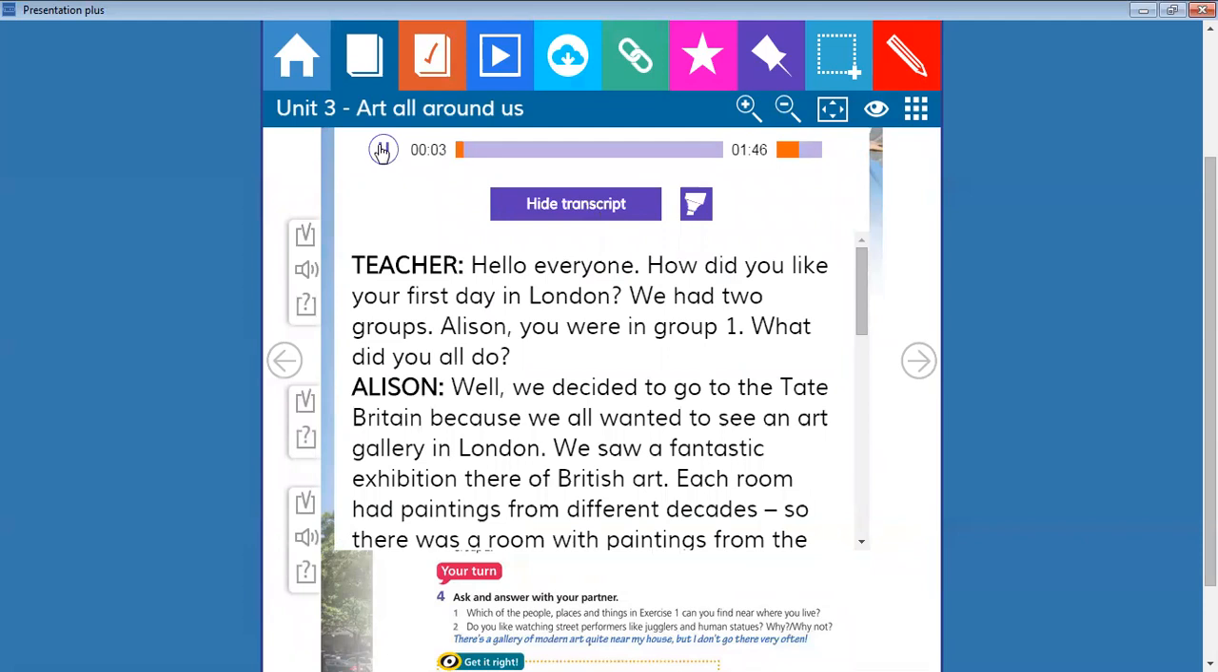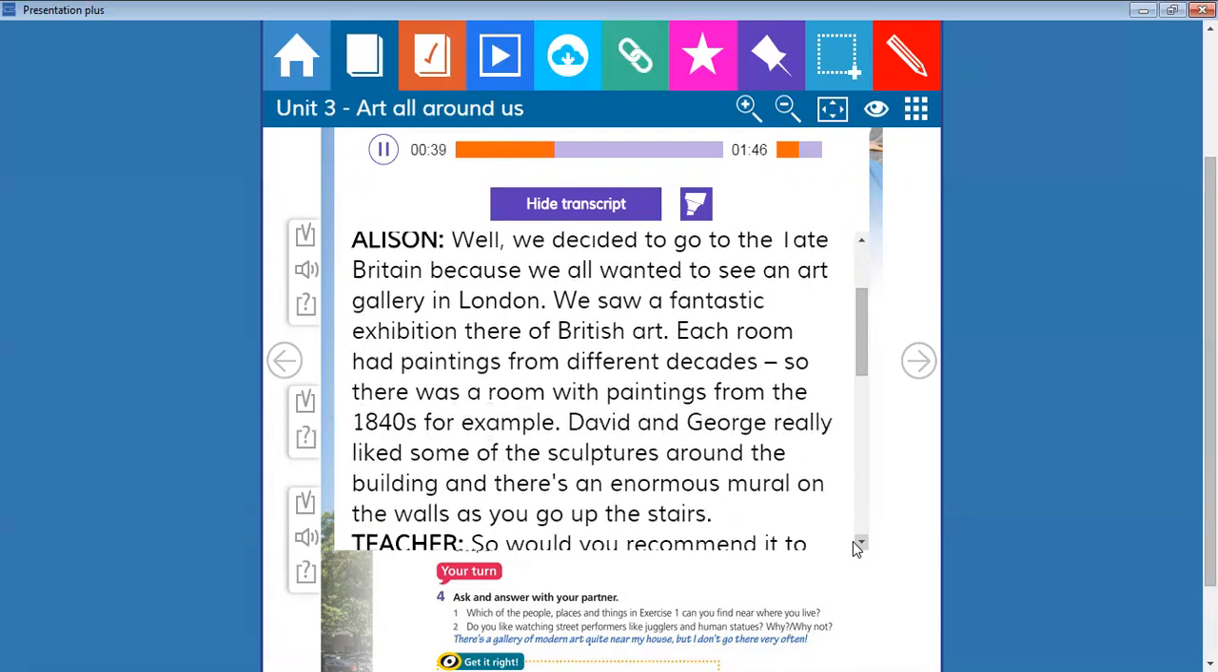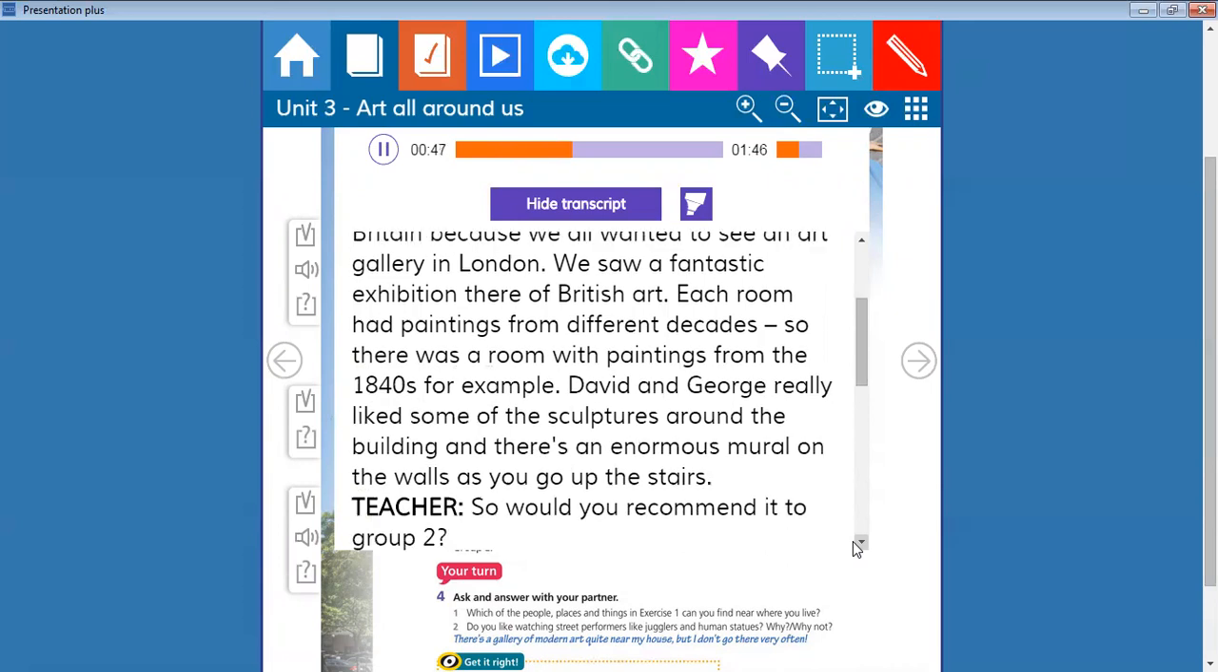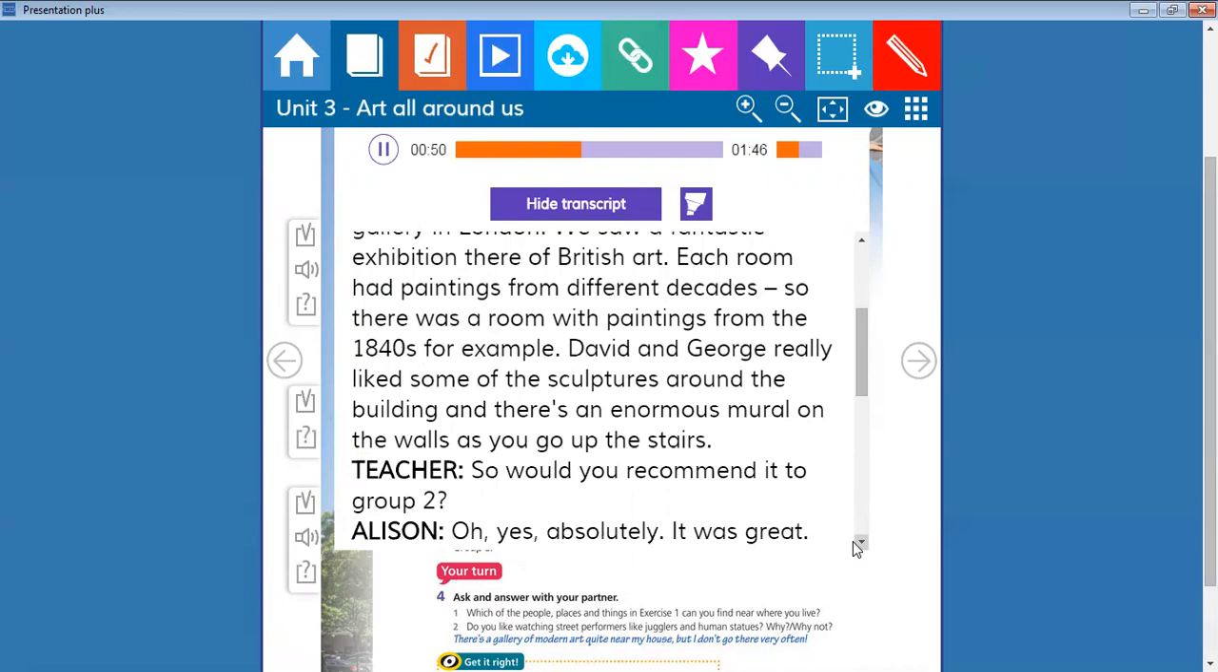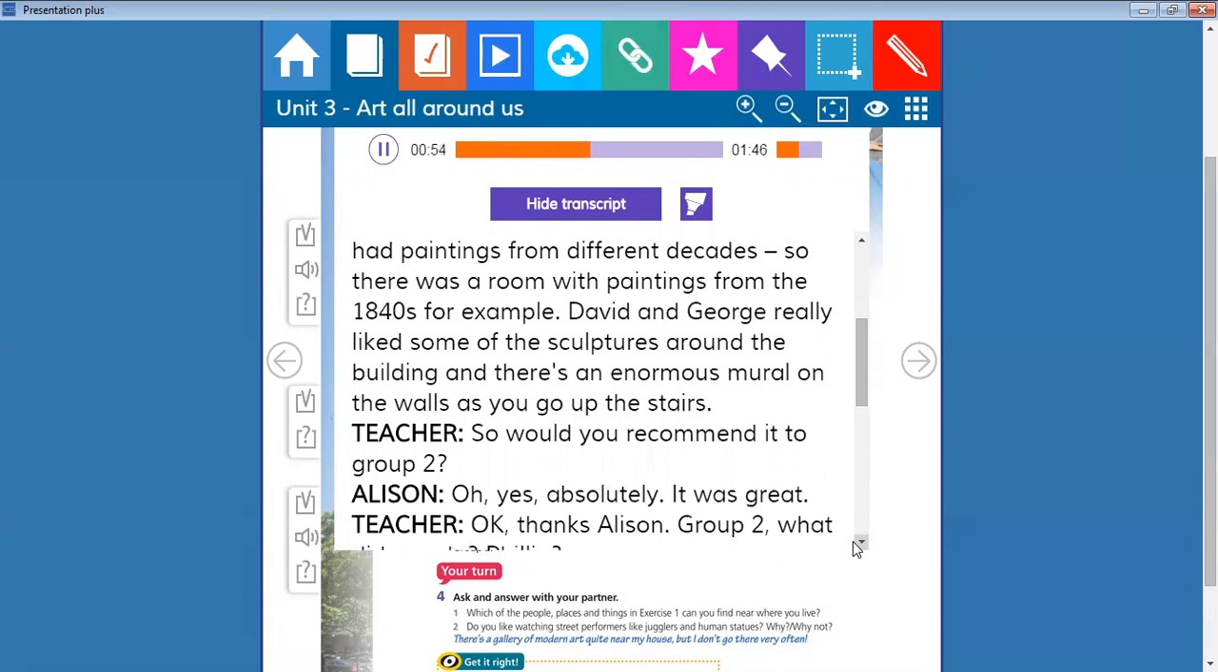CD1, track 30. Listen and write. Hello everyone. How did you like your first day in London? We had two groups. Alison, you were in group 1. What did you all do? Well, we decided to go to the Tate Britain because we all wanted to see an art gallery in London. We saw a fantastic exhibition there of British art. Each room had paintings from different decades. So there was a room with paintings from the 1840s, for example. David and George really liked some of the sculptures around the building. And there's an enormous mural on the walls as you go up the stairs. So would you recommend it to group 2? Oh yes, absolutely. It was great.